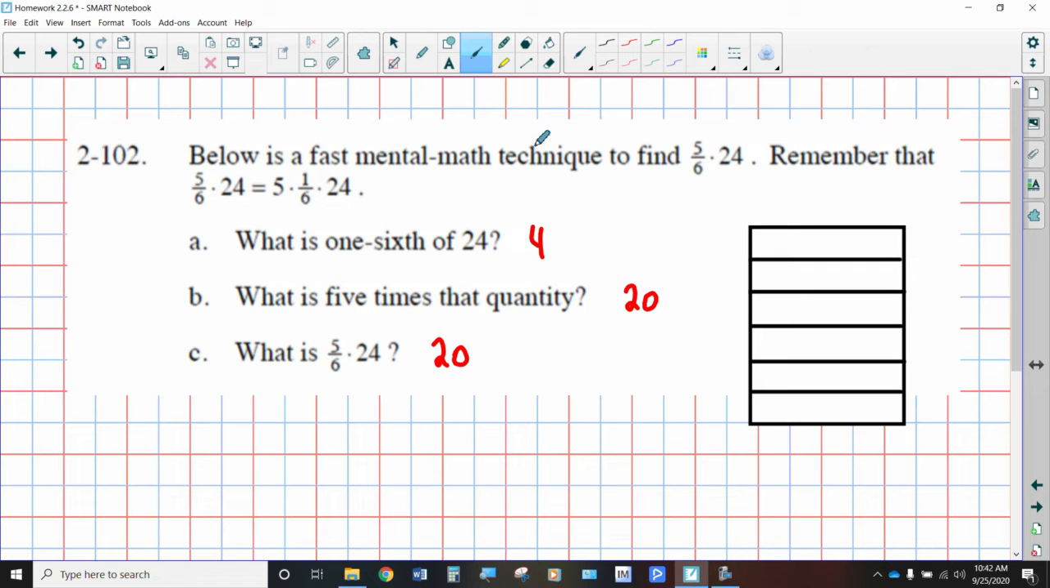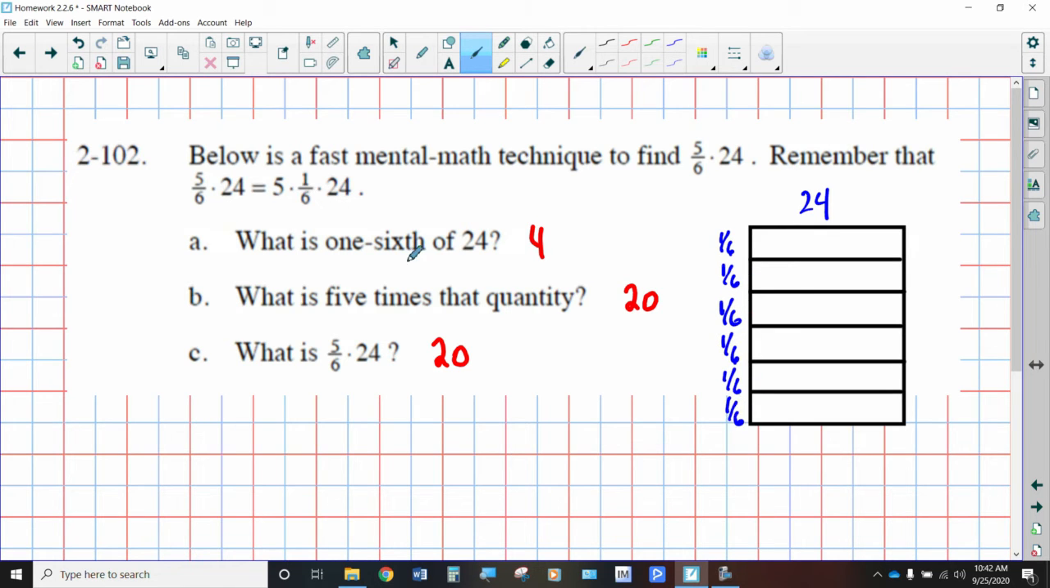Below is a fast mental math technique to find 5/6 of 24. Remember that 5/6 of 24 is the same as taking 5 times 1/6 of 24. So I like to create one of these boxes here. I used to do this with 5th graders all the time. This was like a big deal in 5th grade, being able to find the percent of a number or a fraction of a number. So if we start up here and say this is 24, and I'm going to break this rectangle into 6 equal parts, so each one of them represents 1/6 of the total.